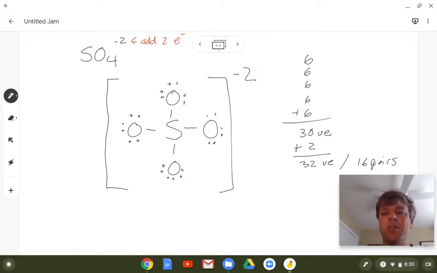So that's how we draw some Lewis structures. Tomorrow I'll show you some more complex Lewis structures, but I want to give you the opportunity to practice these now, and then later on I'll post a video where I actually work through the worksheet with you so that you can kind of follow along, but I want you to try it on your own first.